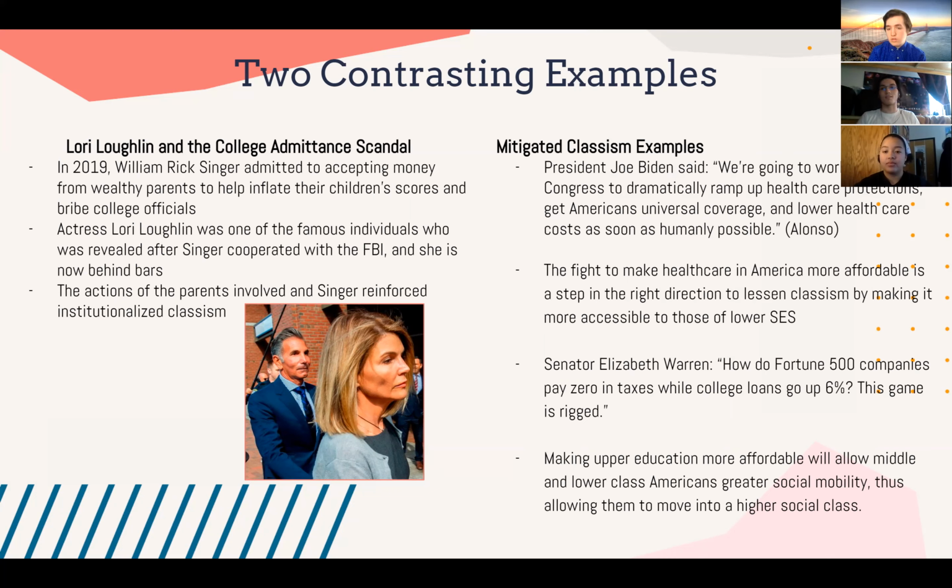And then we can also see Senator Elizabeth Warren saying, how do Fortune 500 companies pay zero in taxes while college loans go up 6%? This game is rigged. And by making upper education more affordable, that will allow middle class and lower class Americans to have greater social mobility, allowing them to move up to a higher social class.